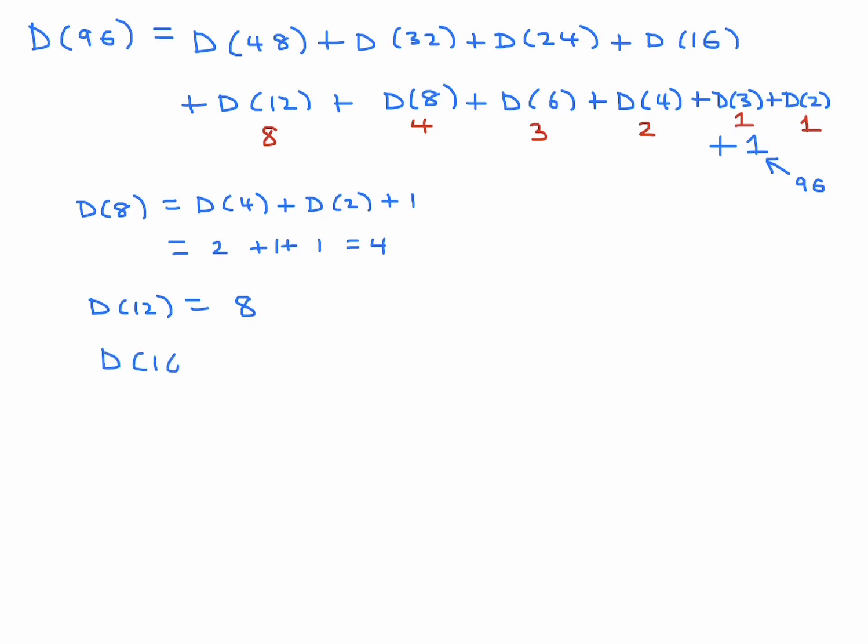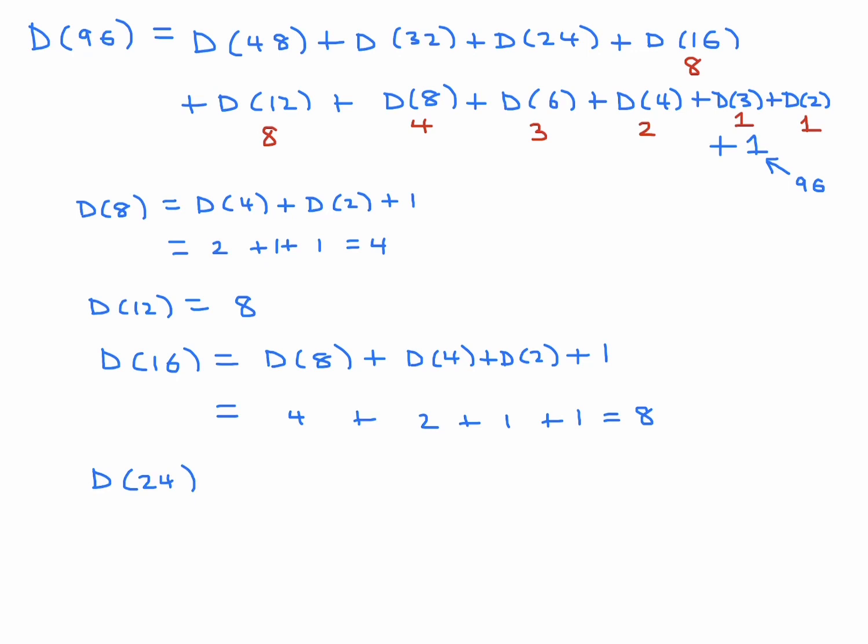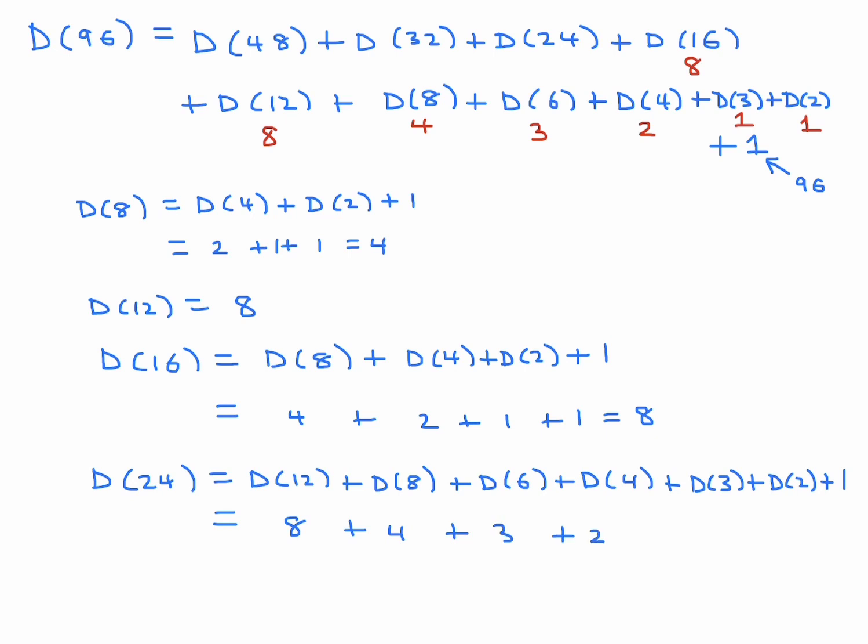What's next here? D16. Okay, so D16 with our same philosophy is the sum of the D's of the factors. So D8, D4 plus D2 plus that 1 at the end. So that's going to be 4 plus 2 plus 1 plus 1, and that is equal to 8. So D16 is 8. All right. So I think you get the hang of this. D24, that is going to be D12 plus D8 plus D6 plus D4 plus D3 plus D2 plus 1. And these numbers are 8, 4, 3, 2, 1, 1, and 1, and that is equal to 20.